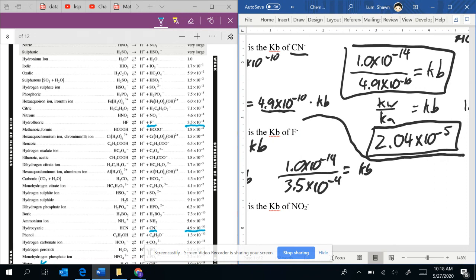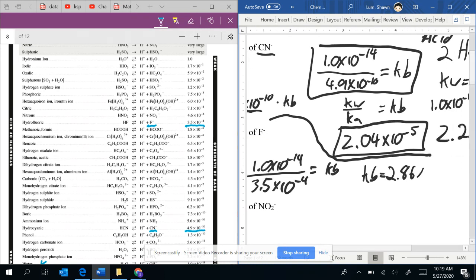Little divider for the top question. So Kb equals 1 times 10 to the minus 14th divided by 3.5 times 10 to the negative 4th equals 2.857, or in other words, 2.86 times 10 to the negative 11. And that's my answer.